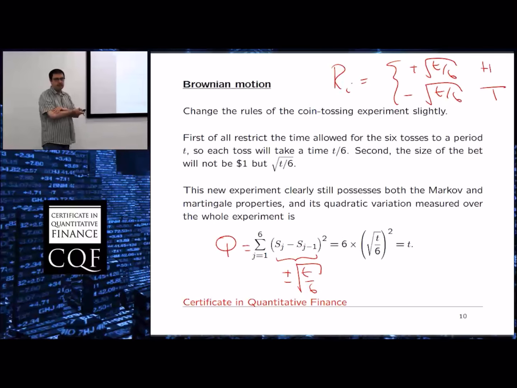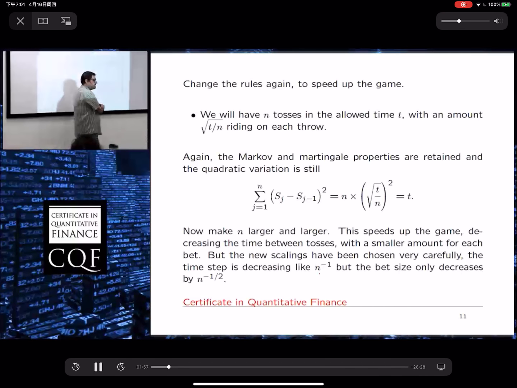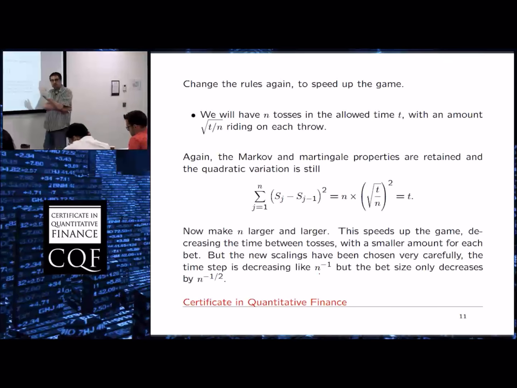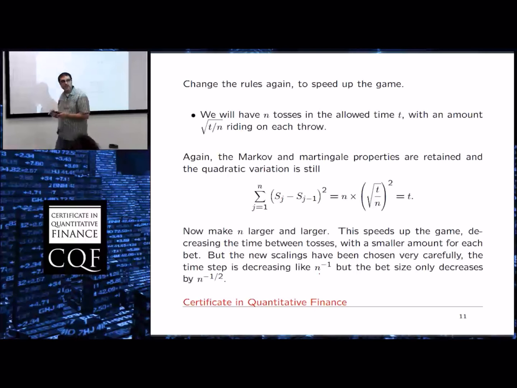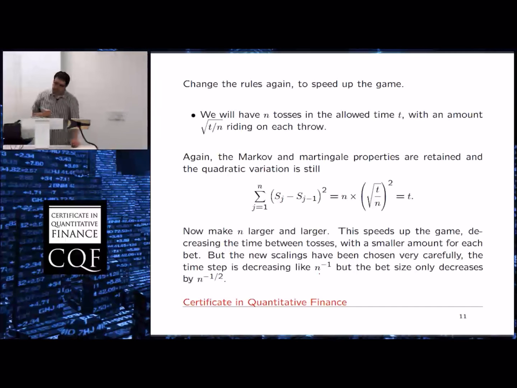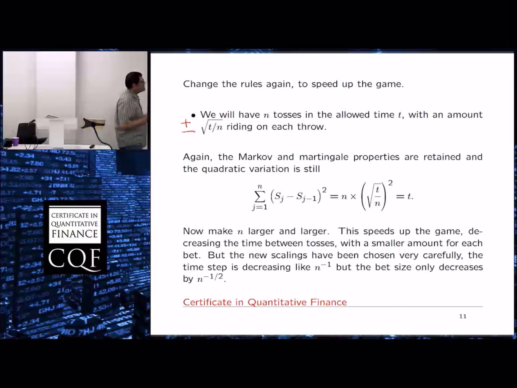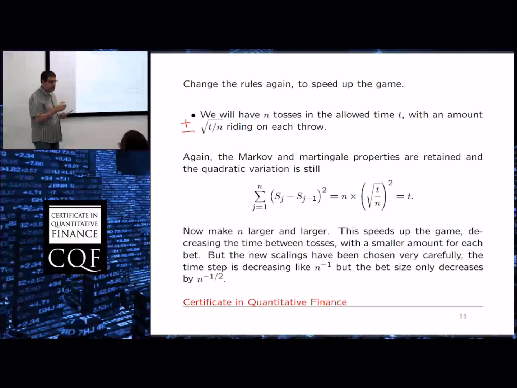So 6 tosses isn't very good. So change the rules of the game, again, to speed up the game. So let's choose some arbitrary number n. So what we now do is we still play the game in time t, but each toss will be done in a time t/n. So play the game, n tosses, so therefore the bet size now is plus minus root t/n. So shall we write down, it says with an amount, so we need to say plus minus. Clearly you can see that as n becomes larger and larger, firstly, the time that we have for each toss will become smaller, and the bet size will also become smaller. Agreed?